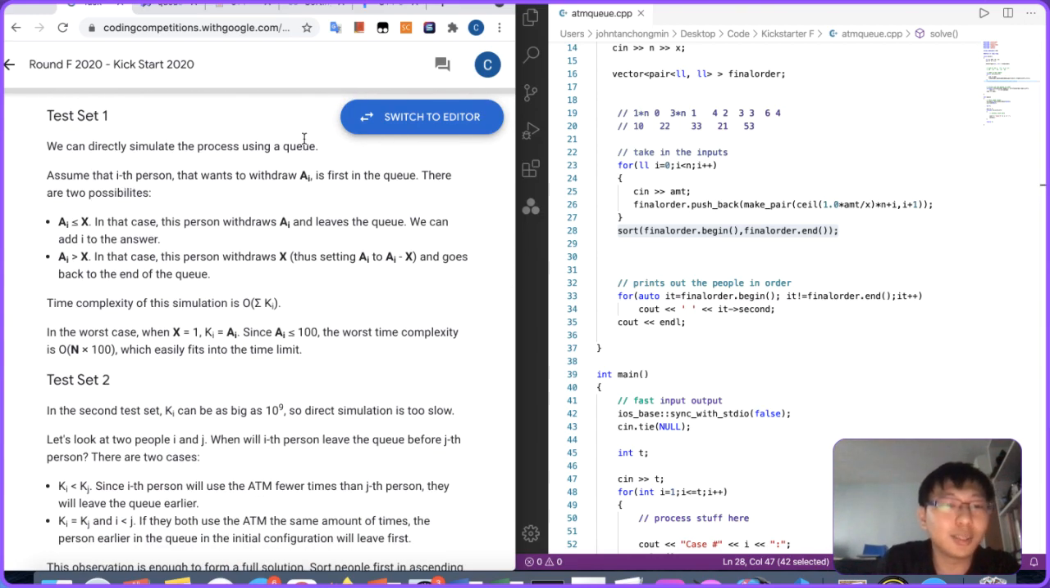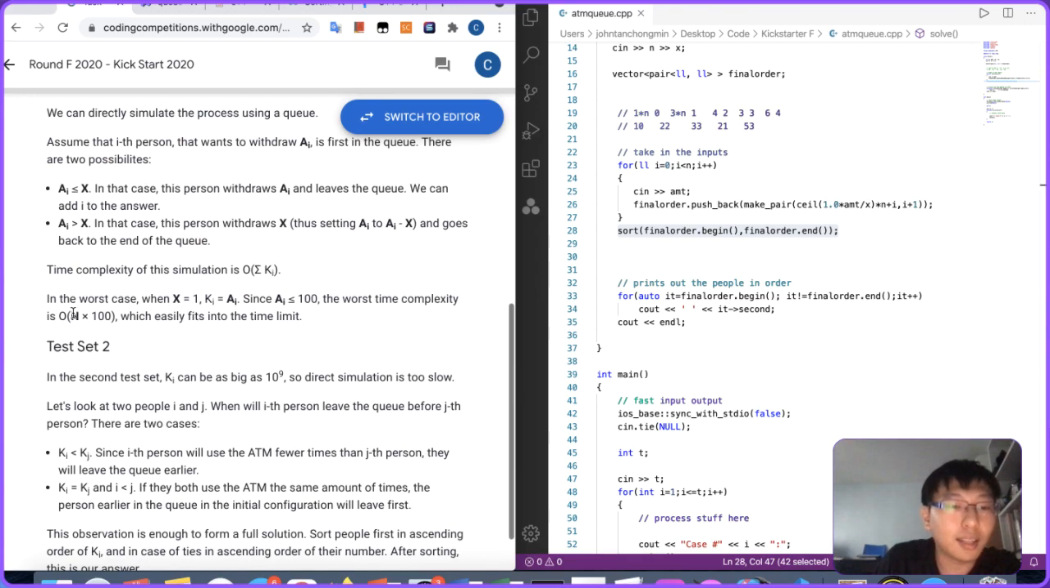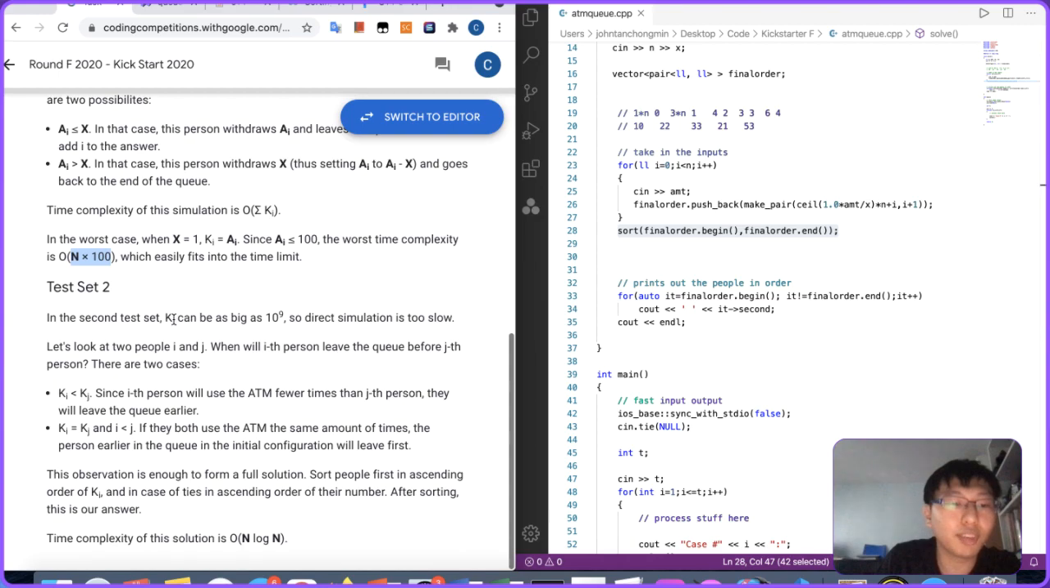We can dynamically simulate the process using a queue, exactly what we did earlier. But the worst case time complexity is n times 100 because ai is 100. But with ki as big as 10 to the power of 9, simulation is too slow.